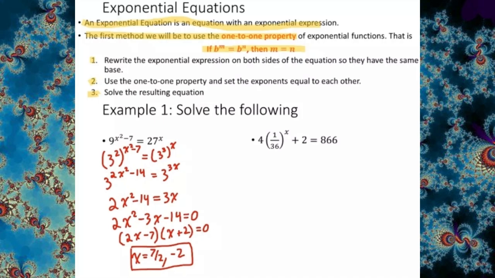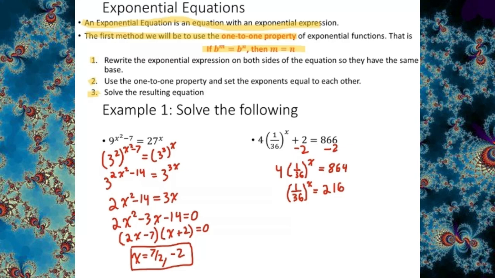Next, we're going to solve 4 times 1 over 36 to the x plus 2 equals 866. Notice that in this equation, we only have one exponential expression. We're going to start by isolating that exponential expression. So we have 1 over 36 to the x equals 216. Even though 216 is a constant value, we will still want to try to rewrite 216 so it has the same base as 1 over 36 to the x.